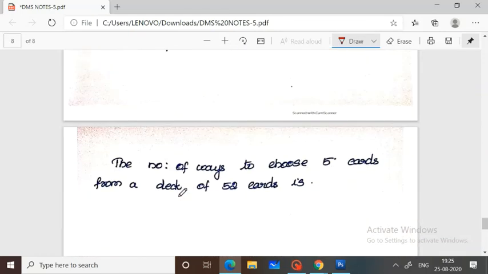ഇവിടെ പറഞ്ഞിരിക്കുന്നത് the number of ways to choose 5 cards from a deck of 52 cards. We have to select 5 cards from a deck of 52 cards എന്ന് പറയുന്നുണ്ട്. വേറെ ഒന്നും പറയുന്നില്ല. Just select 5 cards out of 52. That means we have to select 5 cards out of 52.